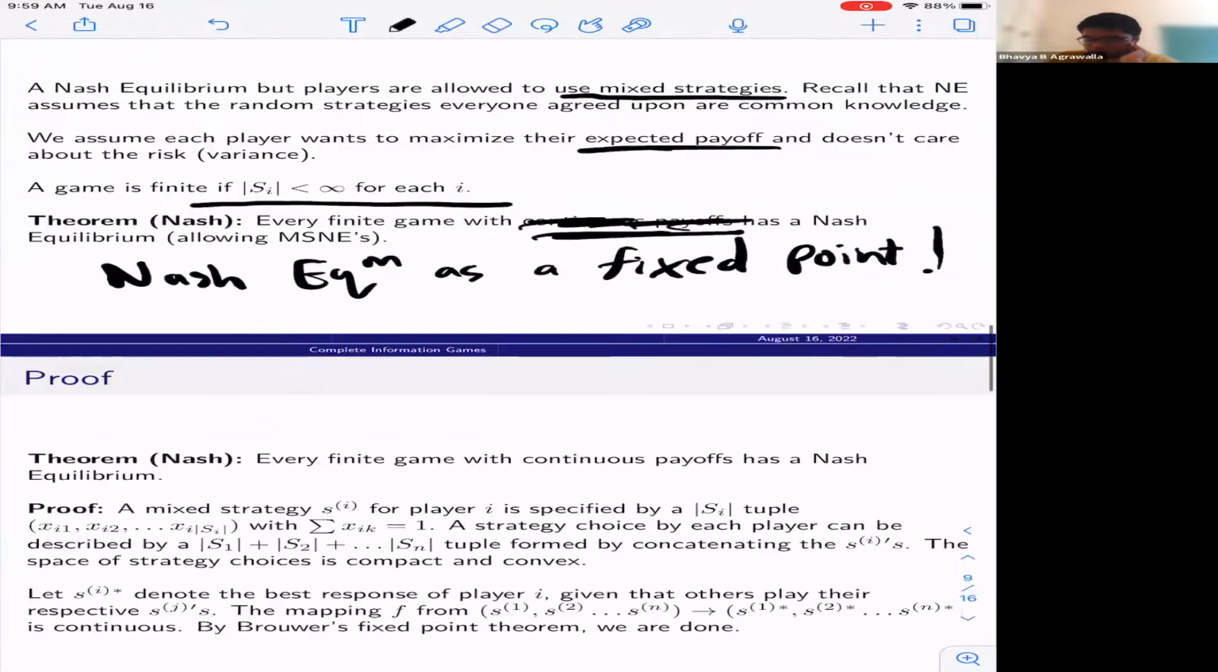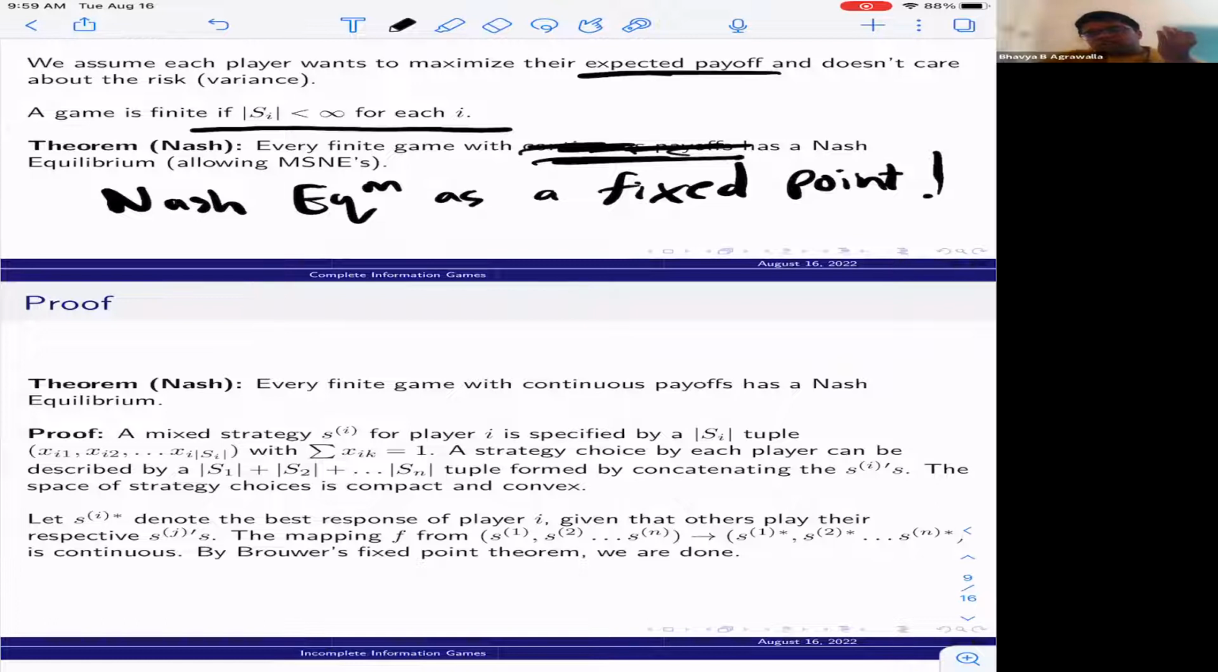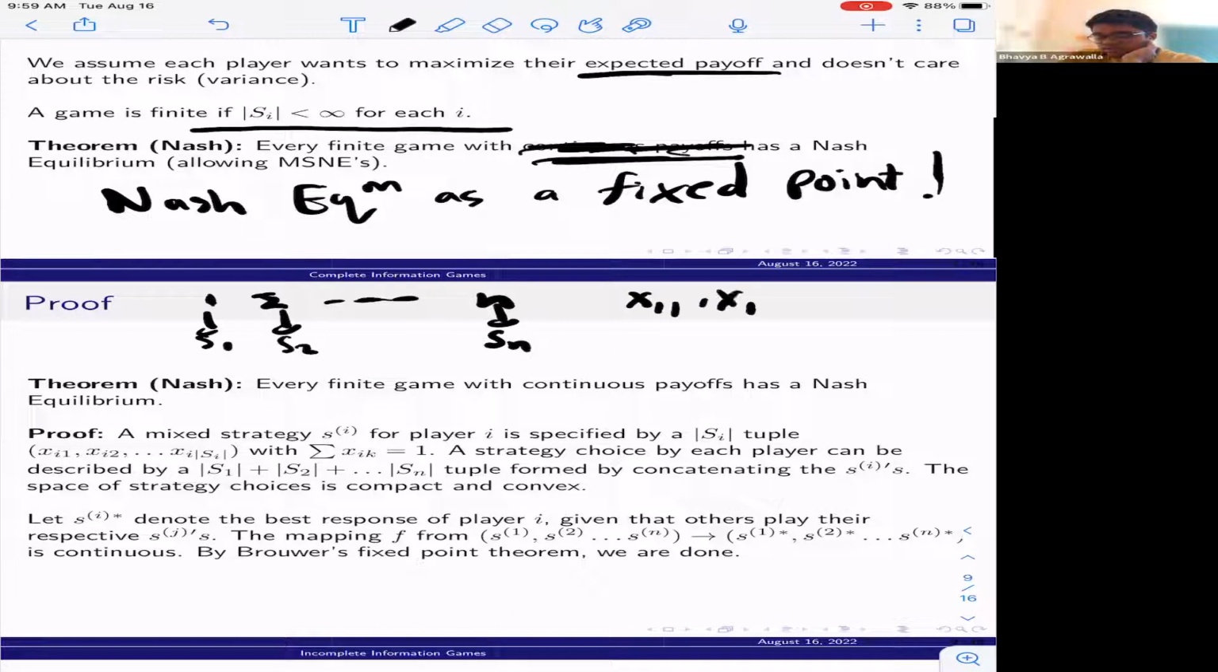Okay, let's go over the proof. Every player can choose a mixed strategy, right? So we have players 1, 2, up to n. Player 1 has a strategy set S1, player 2 has a strategy set S2, and player n has a strategy set Sn. One can choose a random strategy over S1, so a strategy of player 1 can be given by a tuple x11, x12, up to x1 mod S1, where the length is the number of elements in S1. Similarly for player 2, and these things sum to 1 because they are probabilities.